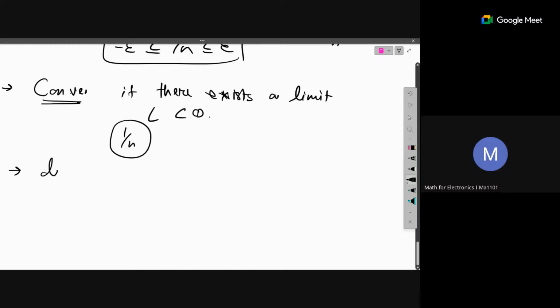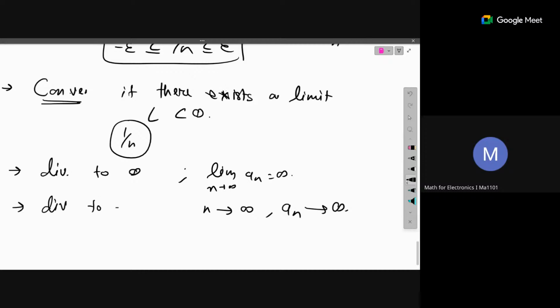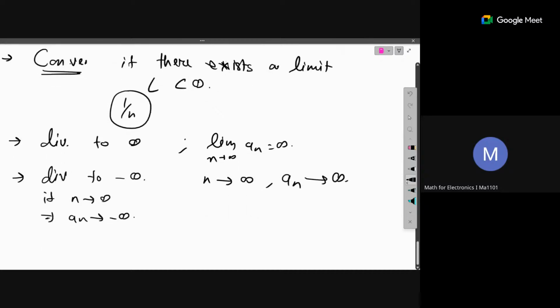We say that our sequence diverges to infinity if the limit as n goes to infinity of a_n is equal to infinity. Or simply, as n goes to infinity, a_n is also going toward infinity. Then we say that our sequence diverges to infinity. And we say that our sequence diverges to minus infinity if n going to infinity implies a_n goes to minus infinity. And if none of these scenarios happen, then we say that there does not exist any limit.